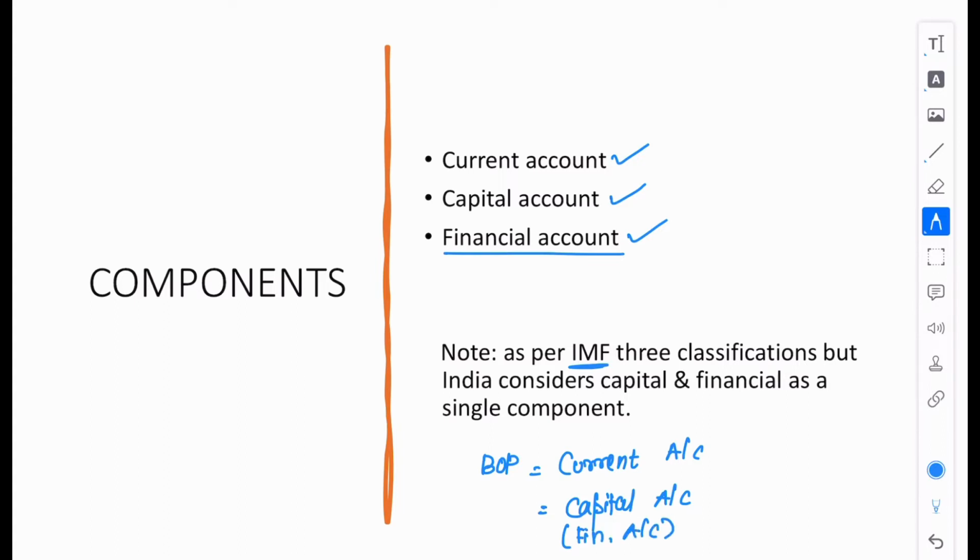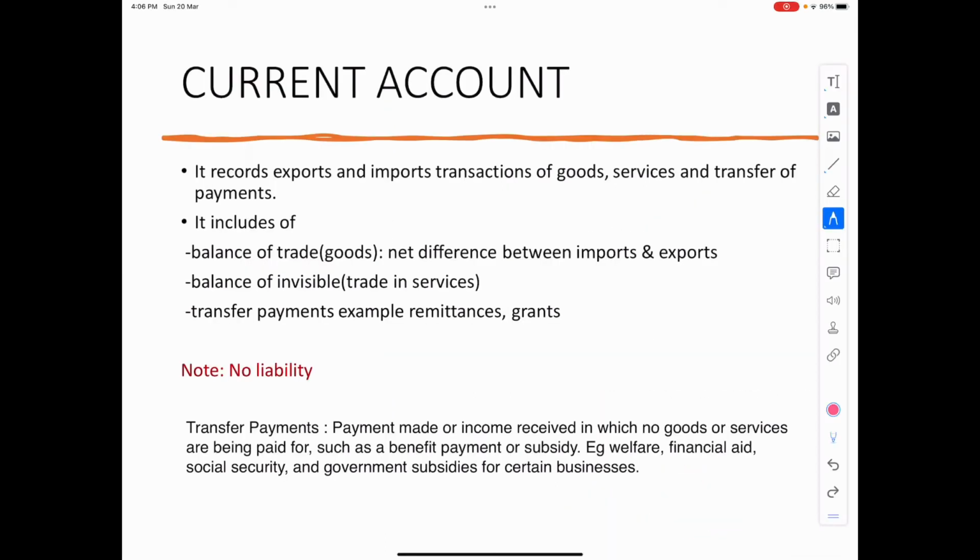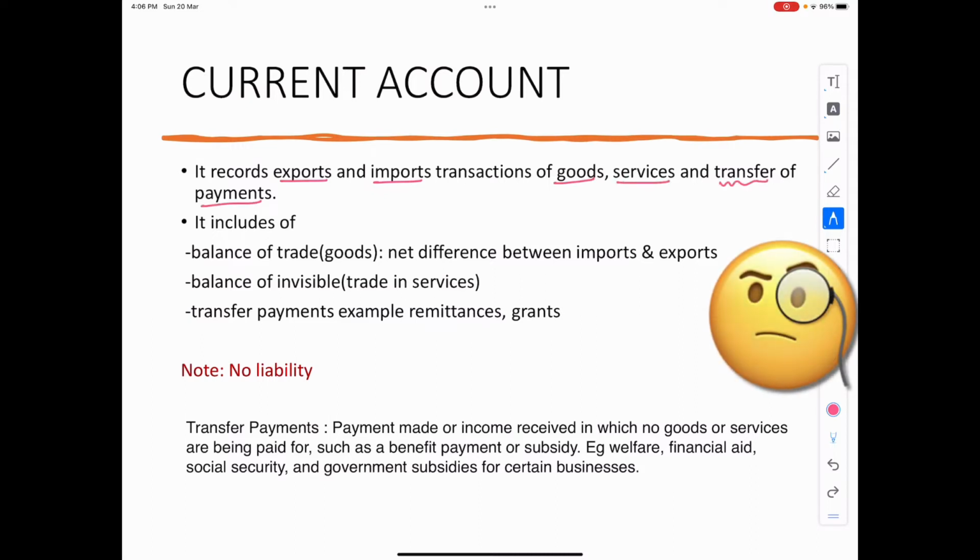Remember this point. So we just have 2 accounts, current and capital, while financial account is a part of capital account. Now, what is a current account? It is a record of exports and import transactions of goods, services and transfer payments. Many of you must be confused about what transfer payment is.